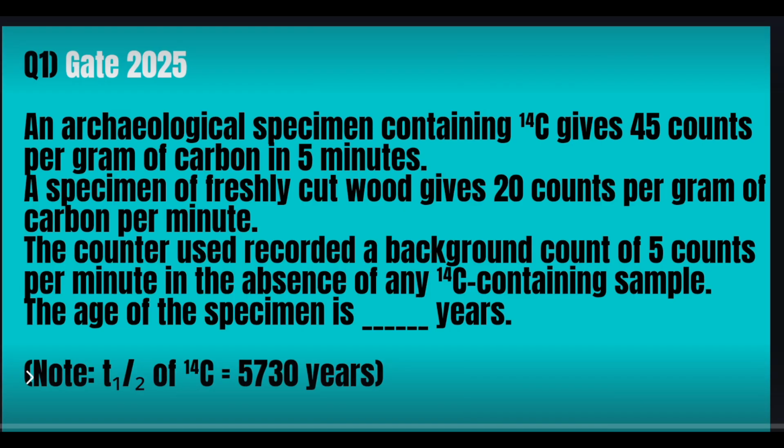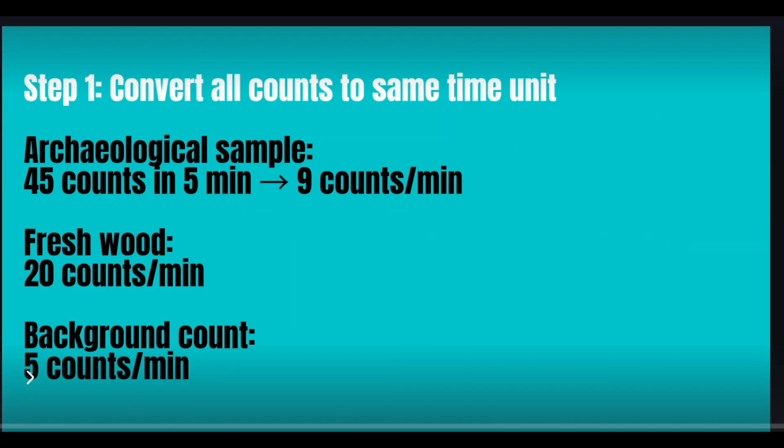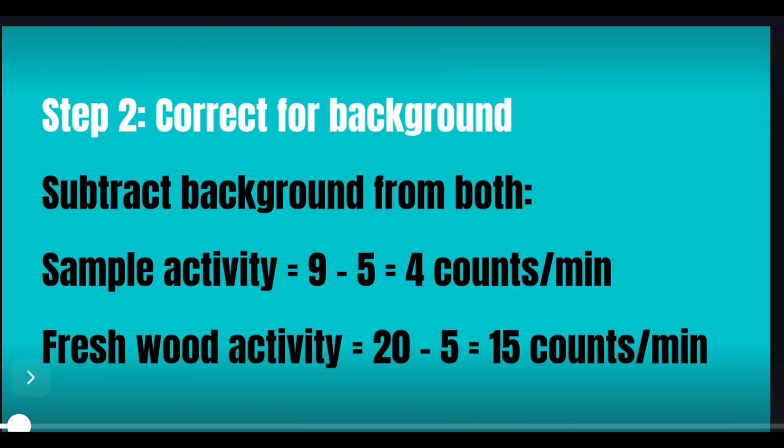Here in the note they have given T half of carbon 14 is equal to 5730 years. We'll see the solution step by step. In step 1, convert all counts to the same time unit. Archaeological sample 45 counts in 5 minutes gives 9 counts per minute, and fresh wood 20 counts per minute, and background count 5 counts per minute.